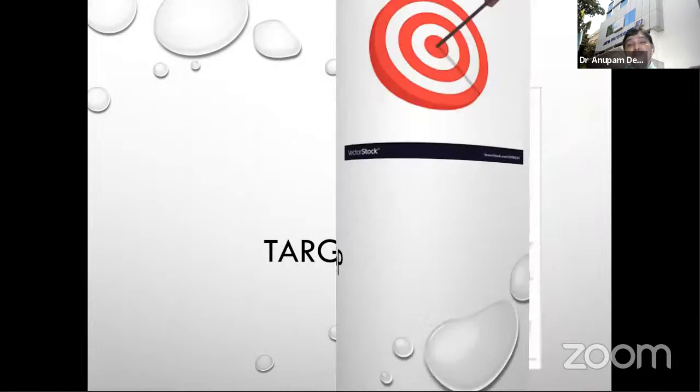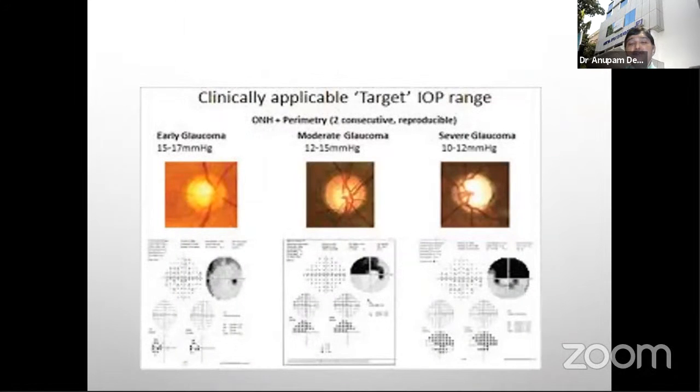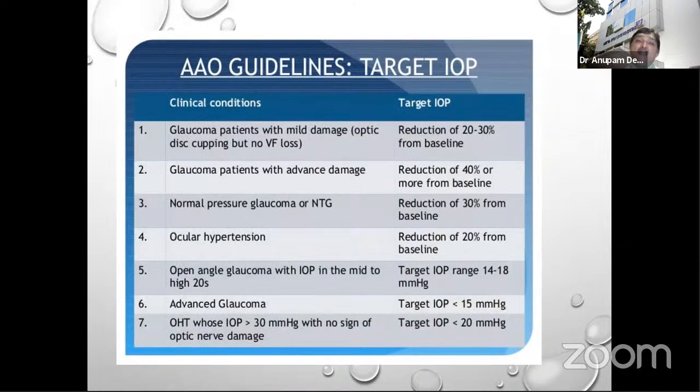Now, target IOP. So how to set up a target IOP? You know that there are various stages of glaucoma that we have seen before. Mild, moderate, and severe is basically 3 stages into which we can divide these patients. And AAO has some guidelines for target IOP. Now, glaucoma patients with mild damage, there can be a reduction of about 20 to 30%. Mild damage means there are optic disc changes, but probably no visual field loss in the beginning. So about 20 to 30% reduction is desirable in these patients.